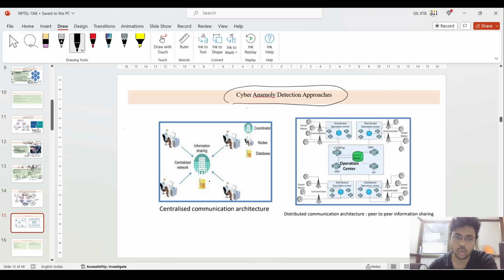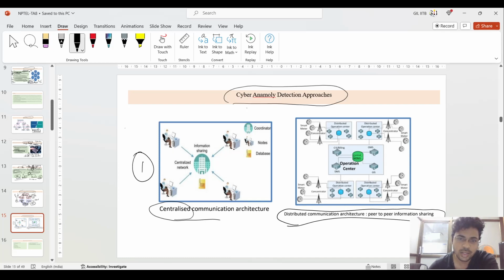These are the four levels. Coming to the next part, the cyber anomaly detection approaches. There are two types of architectures. The first is the centralized communication architecture. The second is the distributed communication architecture, that is, peer-to-peer information sharing. In the first, certain nodes have been defined: this is the first node, the second node, the third node, and the fourth node, and you have a certain database.